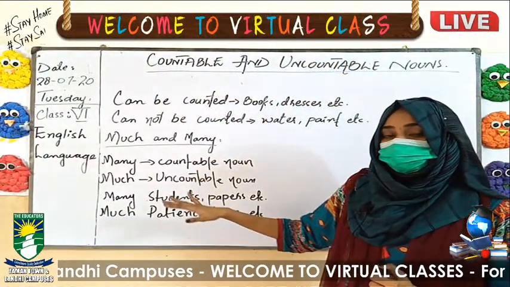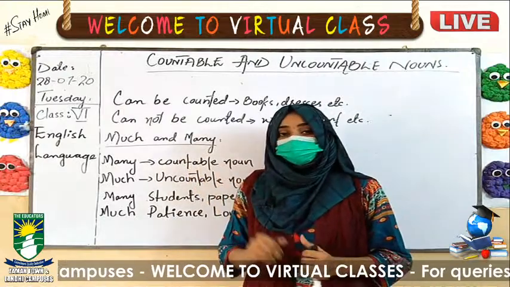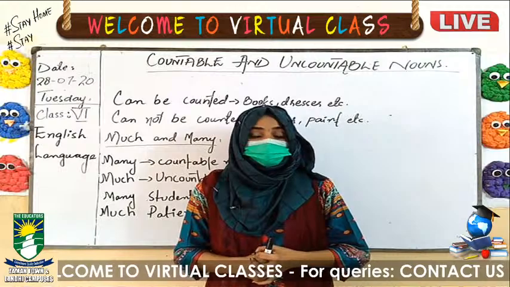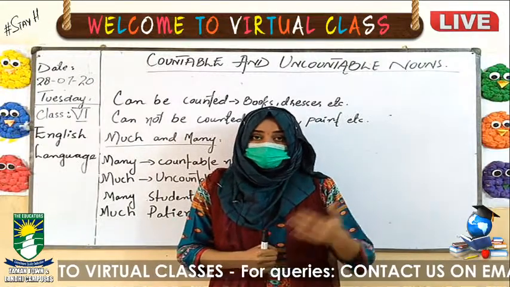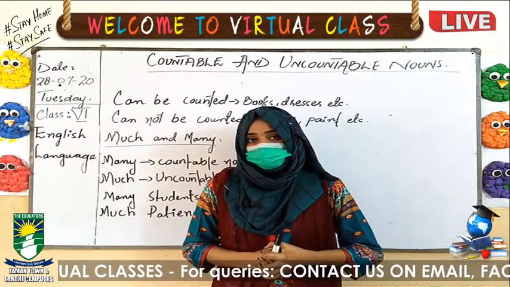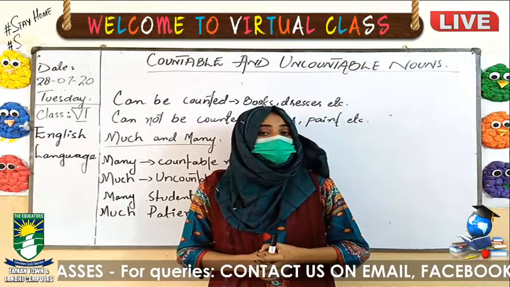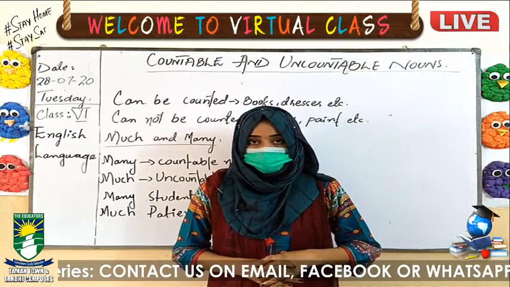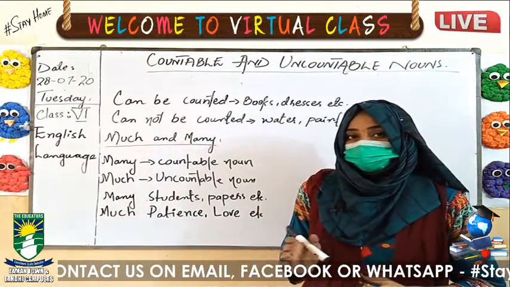Again, I'm telling you what they are. Basically, what is a countable noun? Simply the things which we can count. Second is the uncountable noun. Simply, the things which we cannot count. Basically, that can be measured only. The rest of the explanation I will tell you.